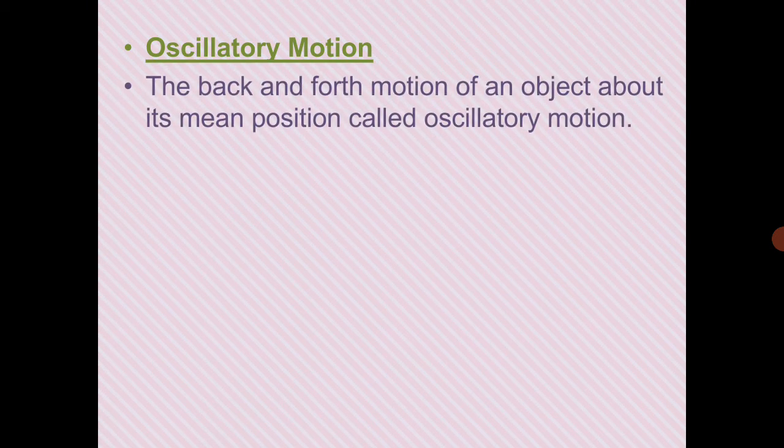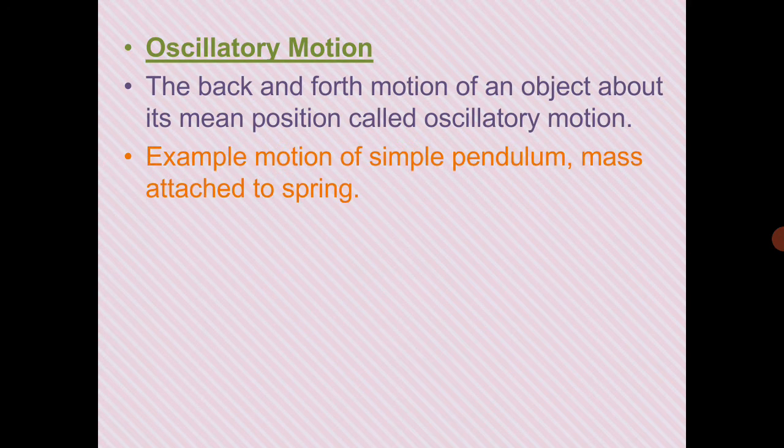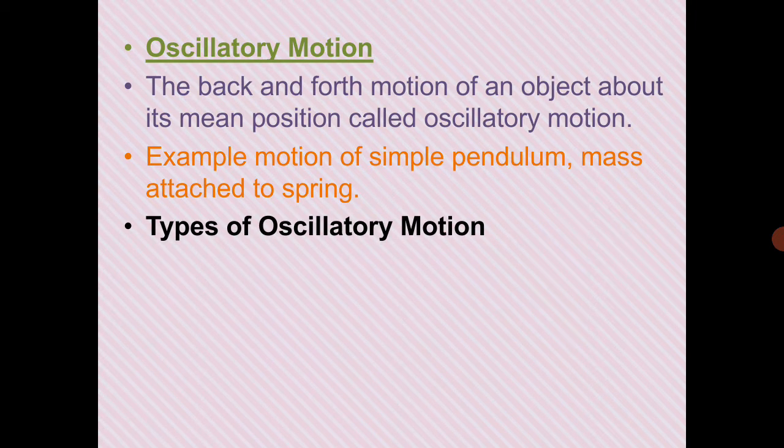What is oscillatory motion? The back and forth motion of an object about its mean position is called oscillatory motion. So the action of that object, which is repeating about the mean position, is called oscillatory motion, the object which does such an action is called an oscillator, and the process is called oscillation. For example, the motion of a simple pendulum and a mass attached to a spring are examples of oscillatory motion.